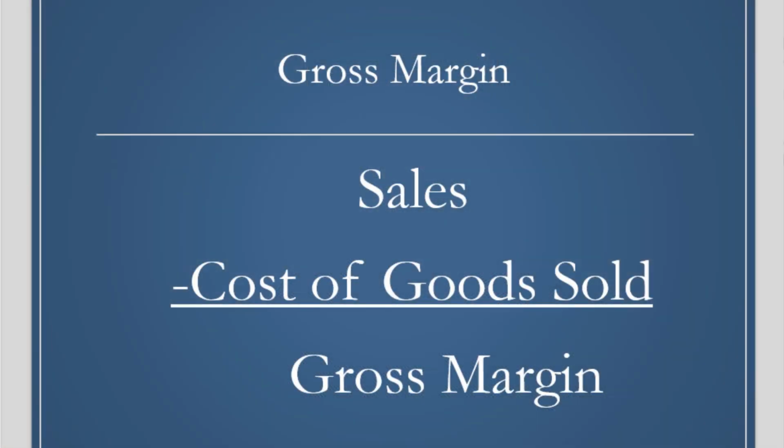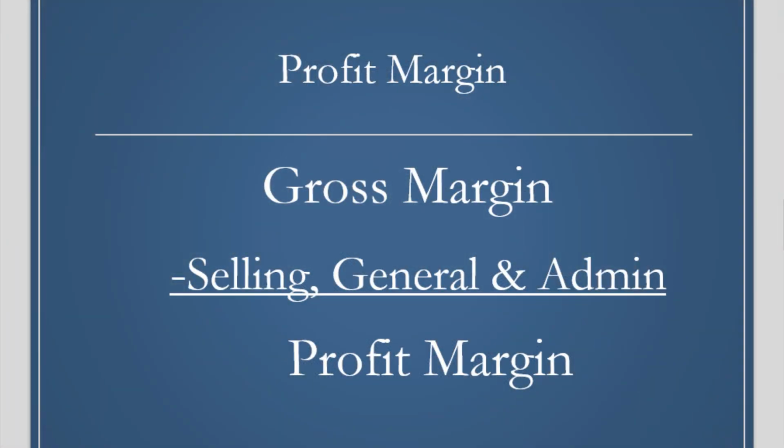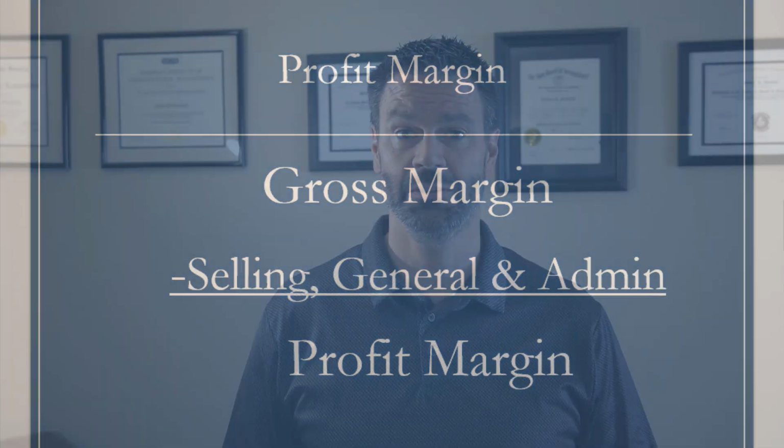Remember, gross margin, sales minus cost of goods sold equals gross margin. Profit margin is your gross margin minus your general and administrative expenses equals your profit margin. Now that we have those distinctions clarified, let's go down and determine what a proper gross margin is for your product and what the minimum amount should be.